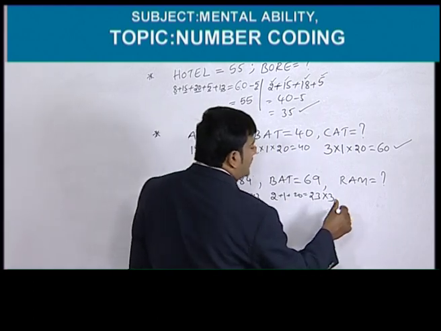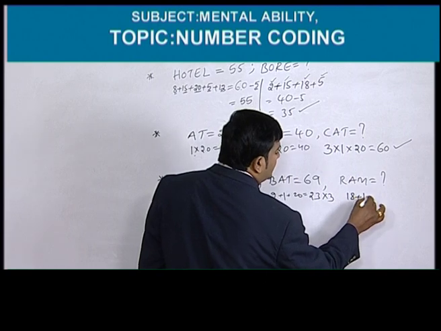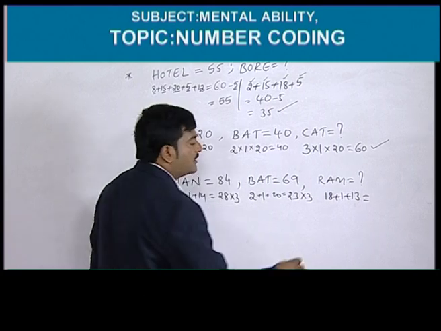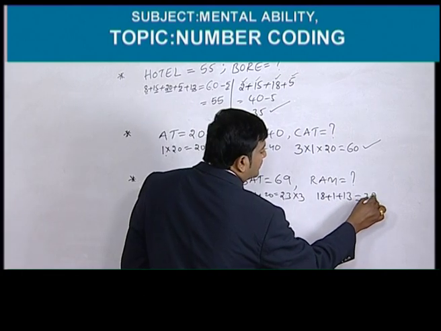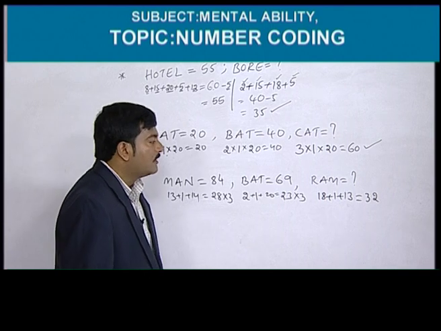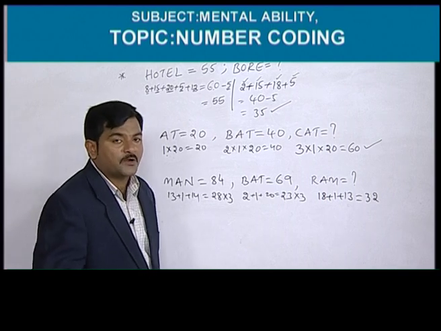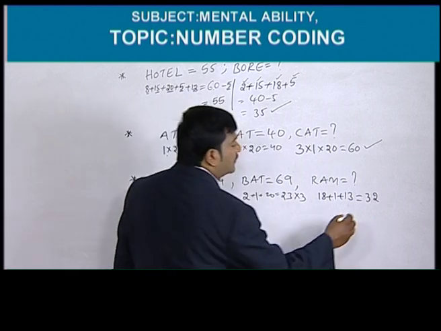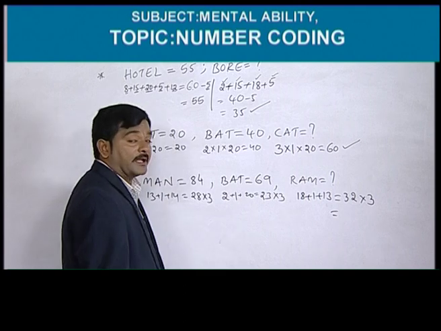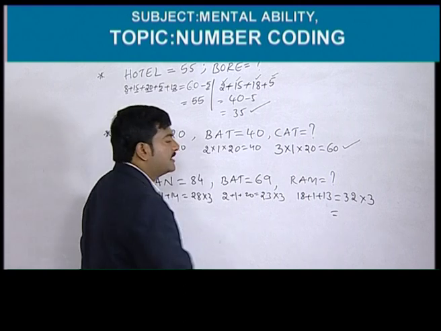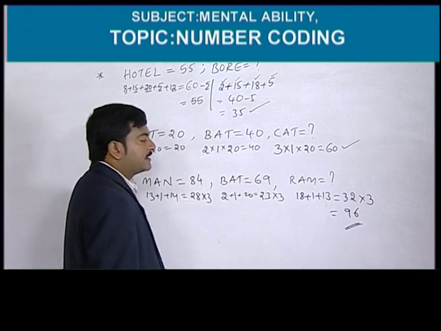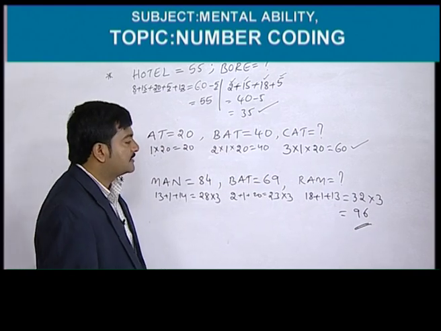RAM is given. RAM means what? 18 plus 1 plus 13. 13 plus 1 is 14. 14 plus 18, how much am I getting? 32. Okay. And once again 13 plus 1 is 14, 14 plus 18 is 32. Now after getting this number, what do I have to do? Multiply this 32 with 3. 3 3s are 90, 2 3s are 6. 90 plus 6, how much am I getting? 96. Hence the answer for the given word RAM is 96.